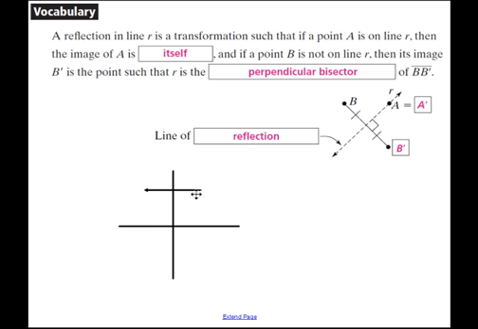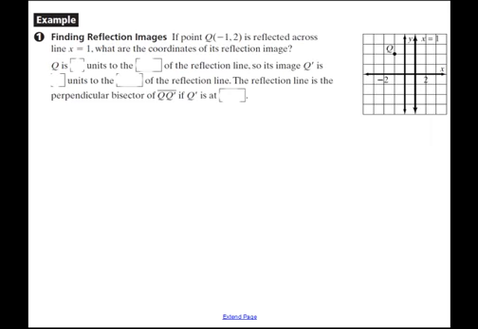But again, it doesn't have to be the x or y axis. It can be any sort of axis, any sort of line that we can draw. You can reflect across. Okay, so let's see some examples and see if that helps make sense of some things.